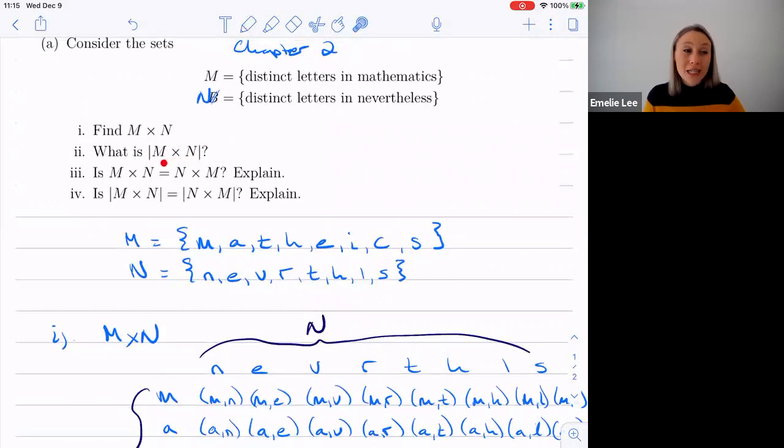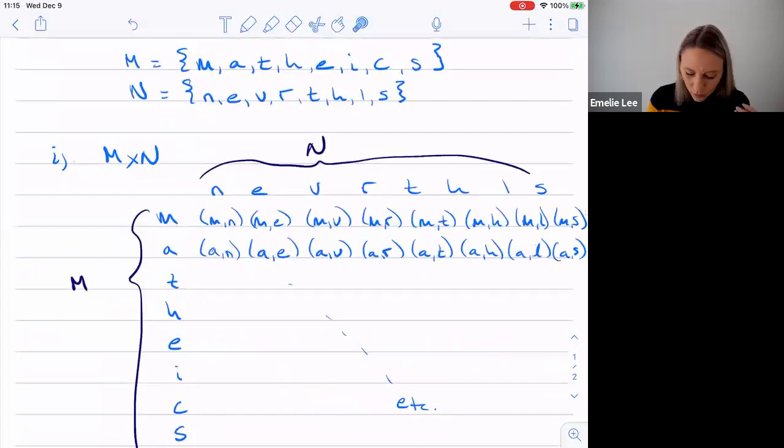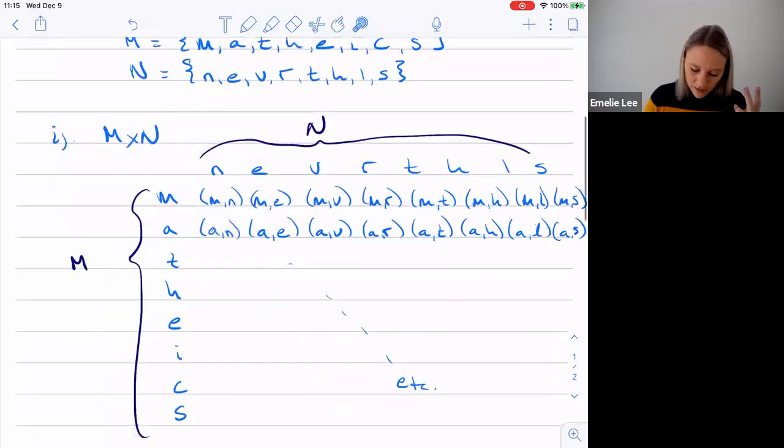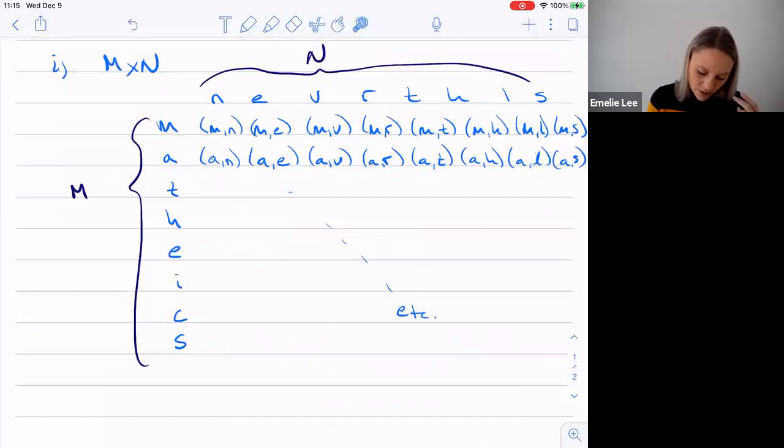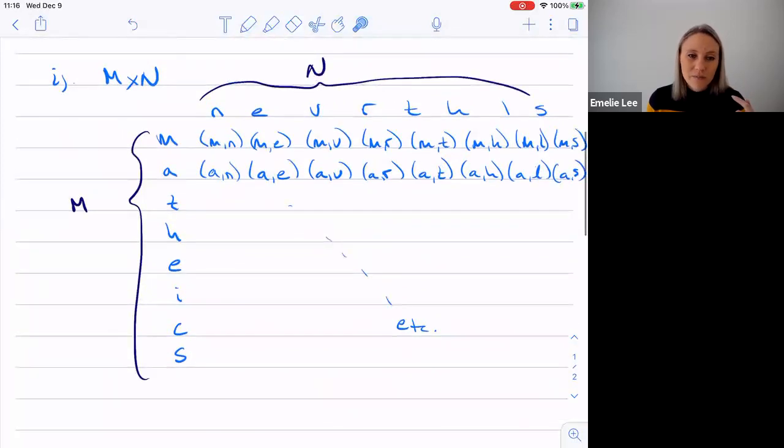What's the cardinality of M by N? So the cardinality is how many things are in there, how many things are in the set. And so each coordinate is going to be one element, right? So MN, ME, that's 2 elements. And so what we have here is 1, 2, 3, 4, 5, 6, 7, 8 by 1, 2, 3, 4, 5, 6, 7, 8. 8 by 8 is going to be 64.